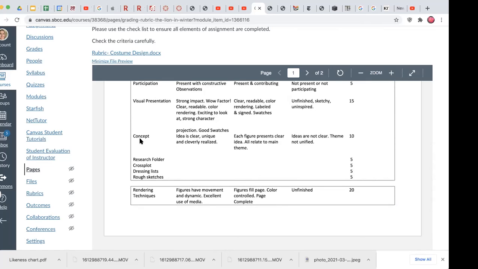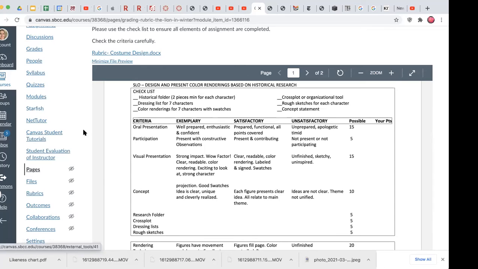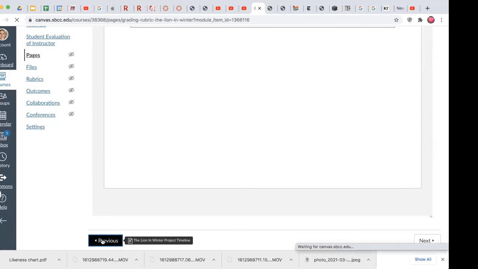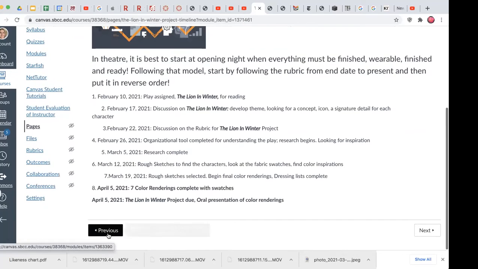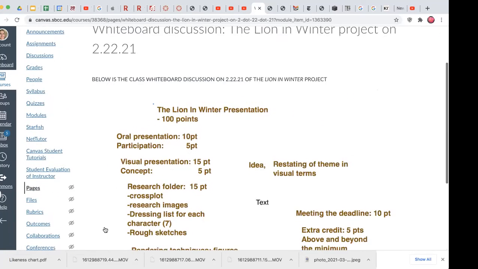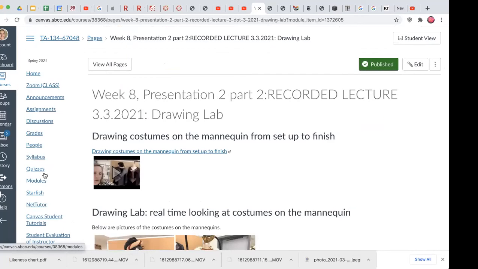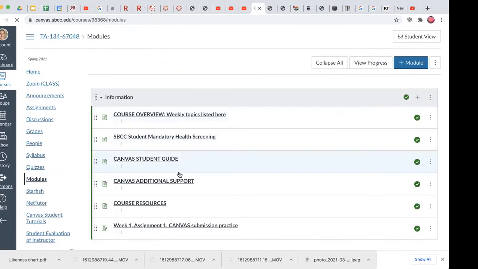So that's why I want you to get your visual presentation, your concept written, your research, your cross plot, your dressing list, your rough sketches, so that your renderings will be beautiful. Yeah, so it's all right here in this module, the Line in Winter module. So there's your timeline. And here's the whiteboard discussion we had on it. And then this is the beginning. Oh, that's the recorded one. Okay, sorry. So the module, right? That's where everything about that is.